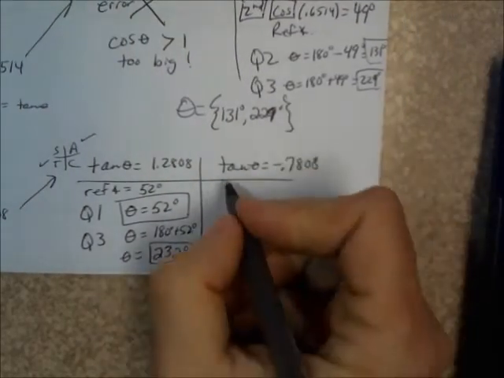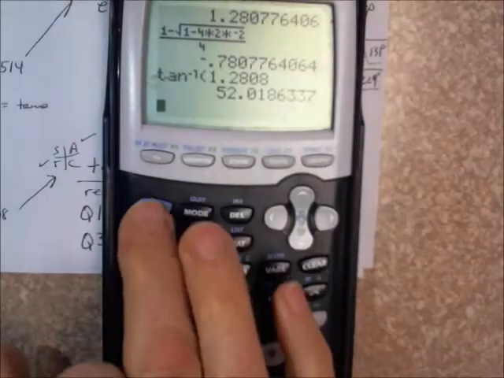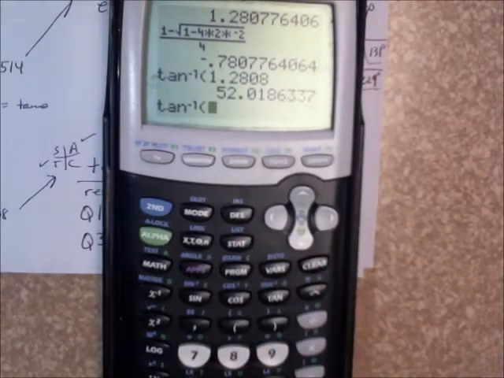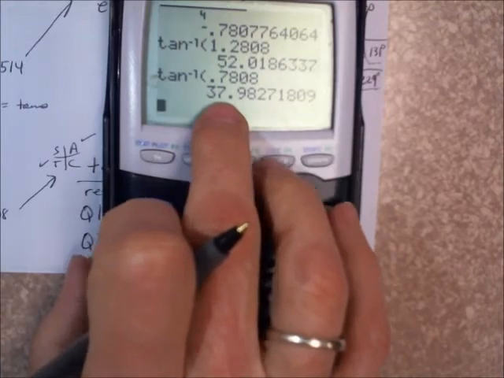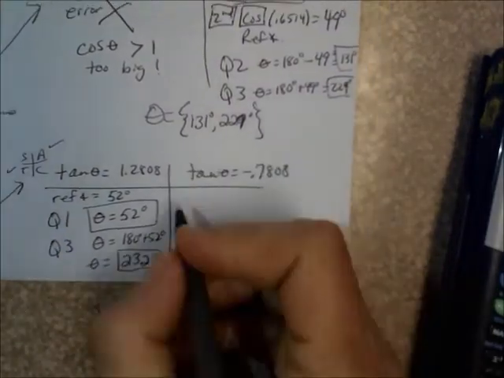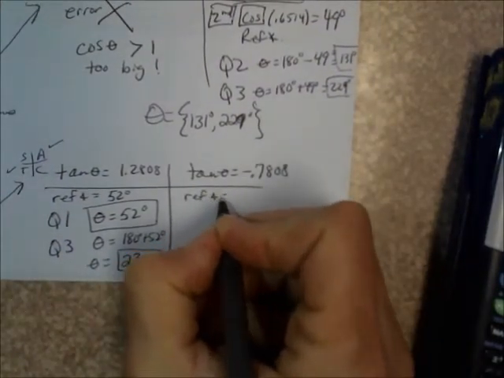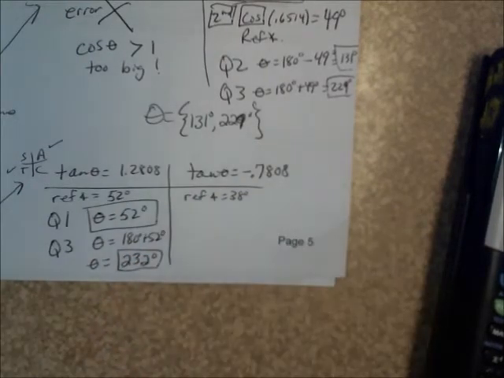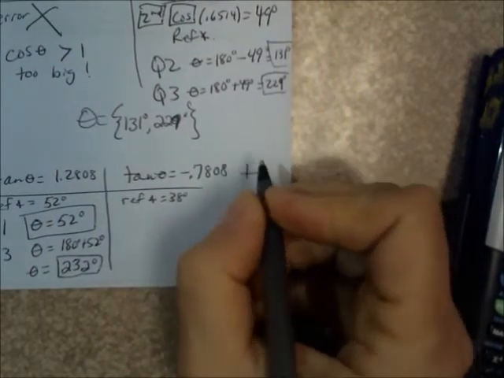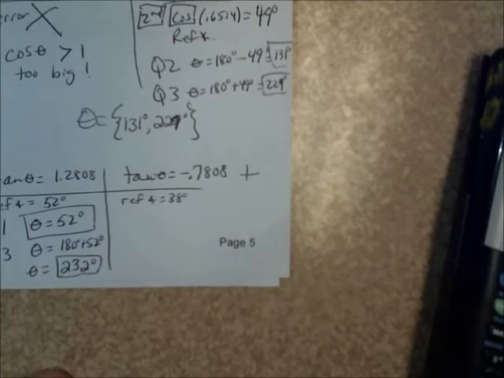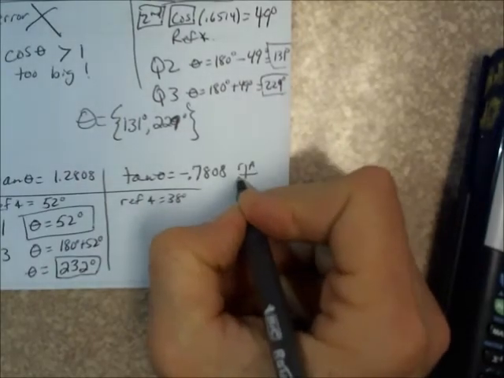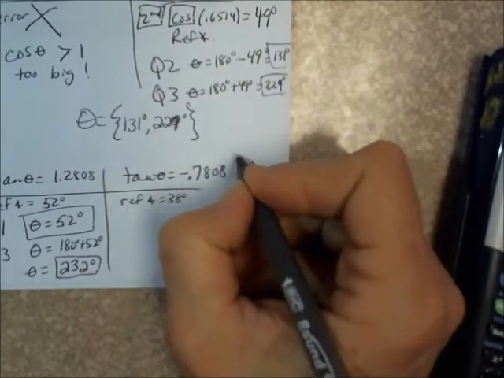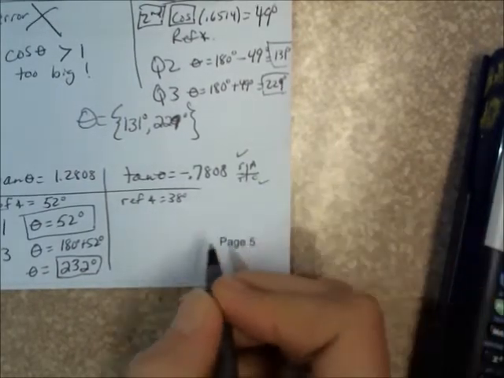Now over on the other side, we get a reference angle by doing secant inverse of positive 0.7808. And that reference angle is 38 degrees. So we'll write that down. The reference angle is 38 degrees. And now because tangent is negative, All Students Take Chemistry tells us that our answers are going to come from quadrants 2 and 4.